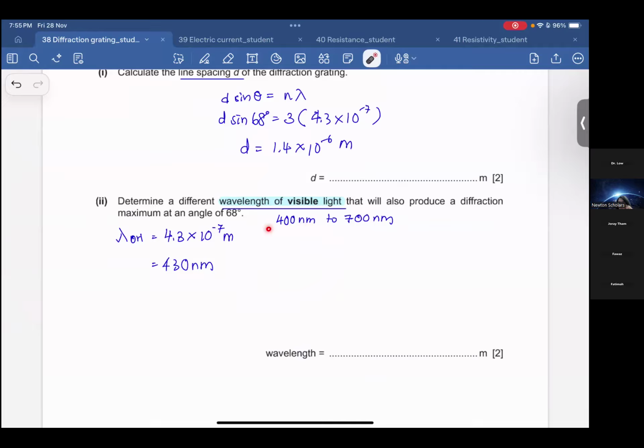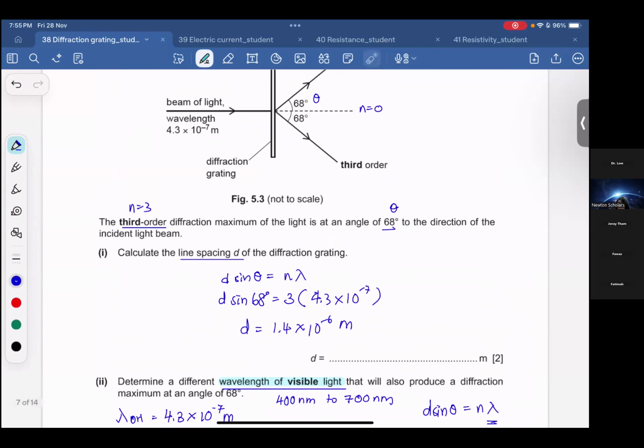Okay, you cannot decrease your wavelength because that is not visible light anymore. Visible light is in this range. So here, we need to propose a greater wavelength. Okay, d sine theta equals n wavelength. Again, like what the previous question said, when your wavelength increases, we should use a smaller n.